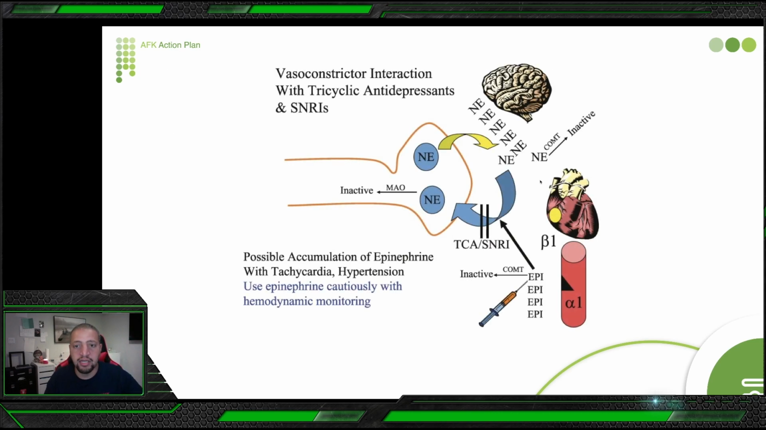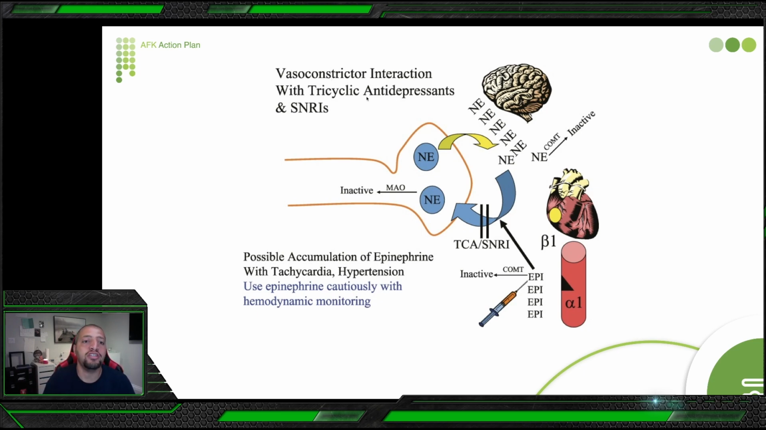And there's a concept here. When you speak about the vasoconstriction in local anesthesia and we speak about the TCA, it will lead to more epinephrine, and you're giving your patient epinephrine in the freezing, so you will have more possible accumulation of epinephrine, leading to tachycardia and hypertension. Use epinephrine cautiously with hemodynamic monitoring. When your patient comes to your office, you measure blood pressure pre-operatively, and after you give him freezing, you measure the blood pressure 5 minutes later.